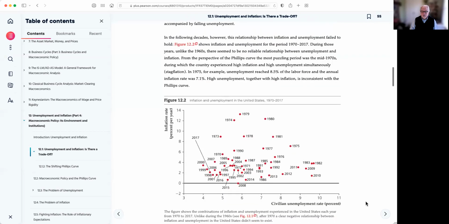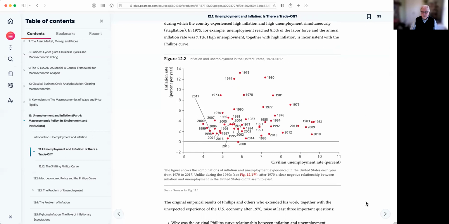All right. So we move ahead to the 1970s, and we find out that, whoa, there doesn't seem to be this nice relationship between unemployment and inflation. It kind of seems to be all over the place. There's no particular pattern that one can see in this data from 1970 to 2017, so almost 50 years. It kind of looks like you could put a straight line through it, maybe, if we were doing a regression analysis.